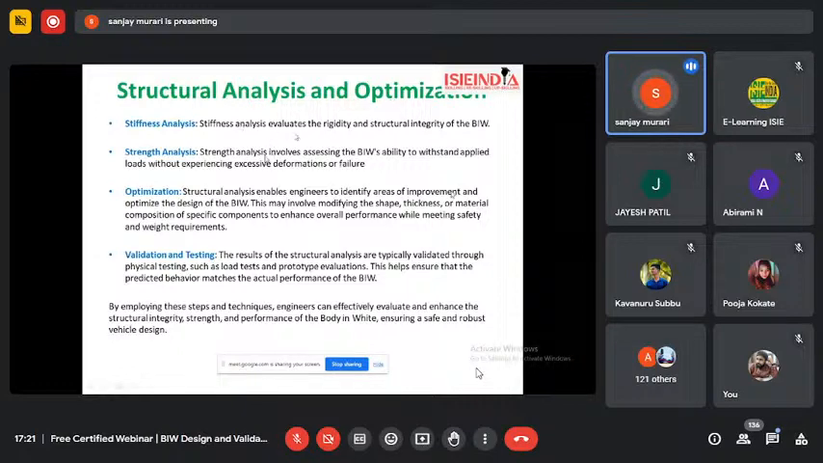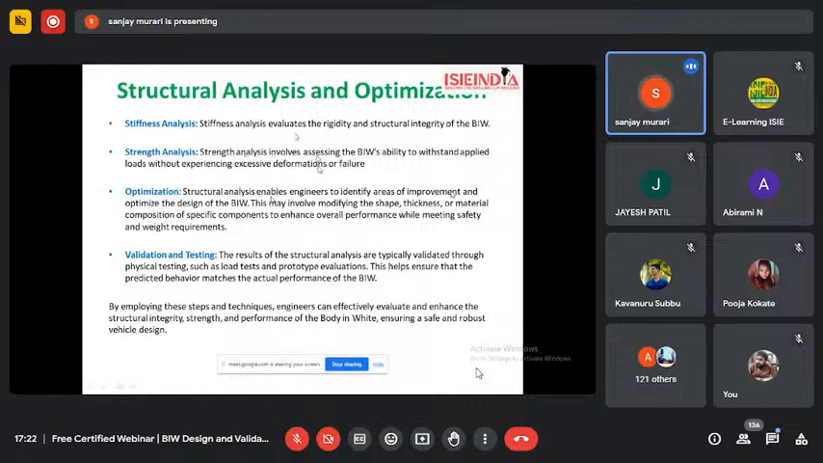So next comes strength analysis. Strength analysis is similar to the stiffness analysis, but with whatever loads are applied, we check whether the BIW has that much capacity to hold it, how it will deform, and what stresses are generated in it, whether it is crossing its yield limit and entering into the plastic region. All these things we will be checking in the strength analysis.